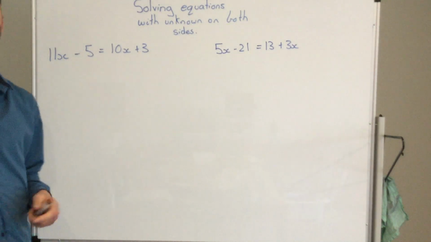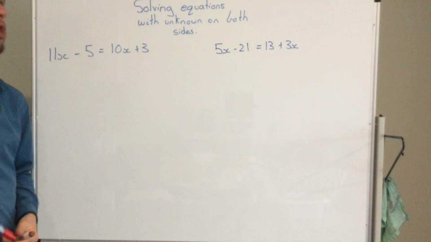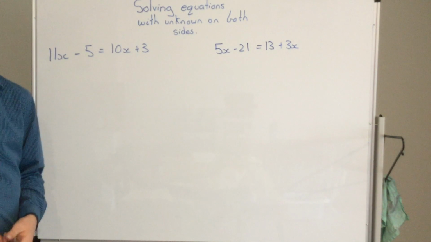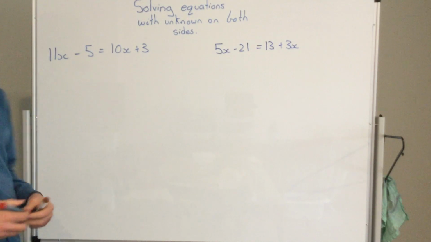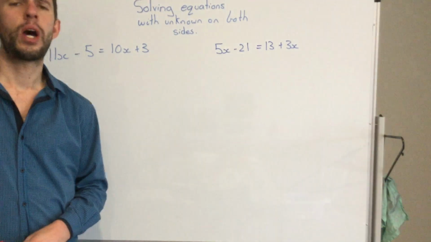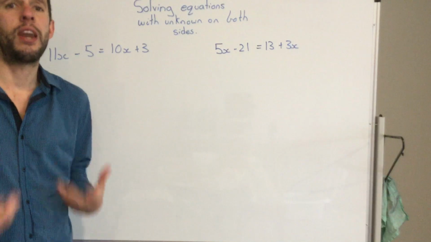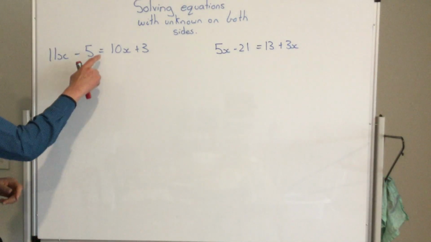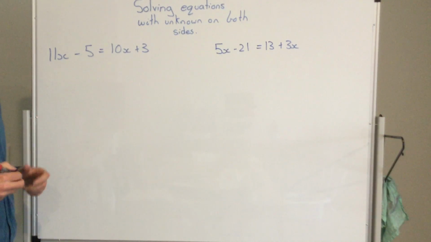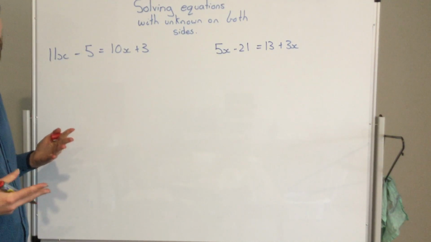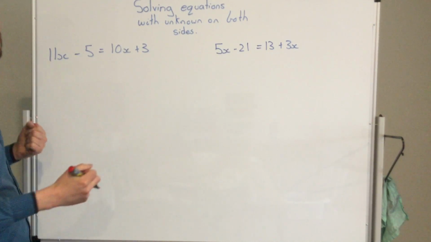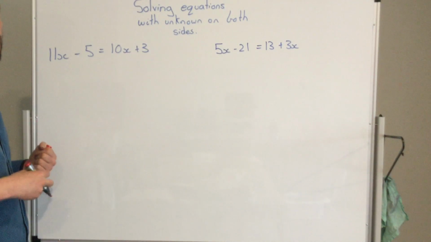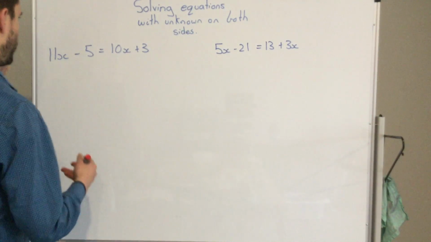So we are going to be looking at solving equations with unknowns on both sides. The first thing we need to try and do is get all of our unknowns onto one side to make it easier. Just remember what the equal sign means. The equal sign is like a balancing beam. Both sides are equal. So whatever we do to one side, we must do to the other.